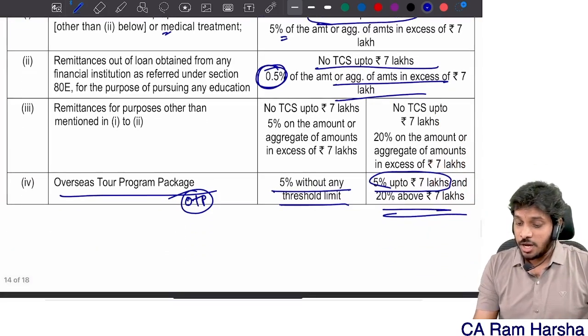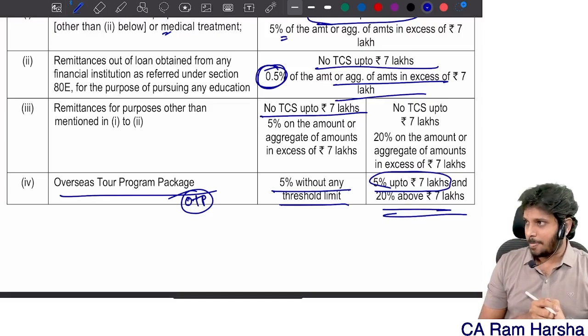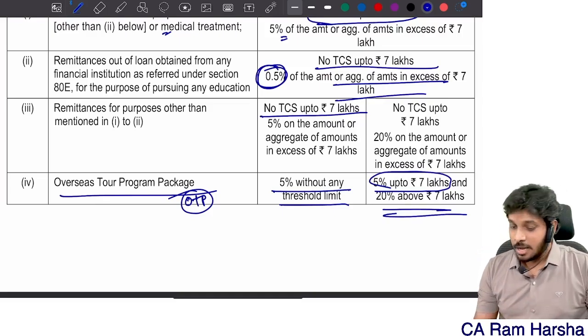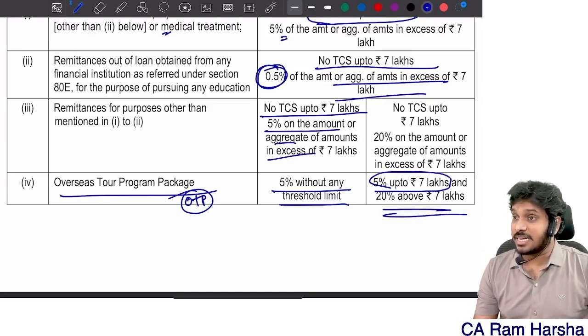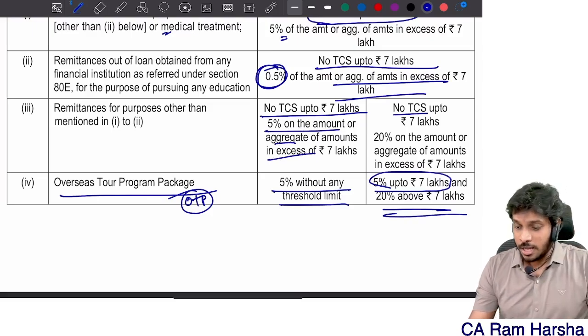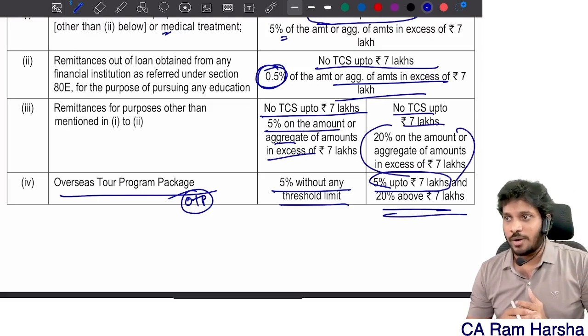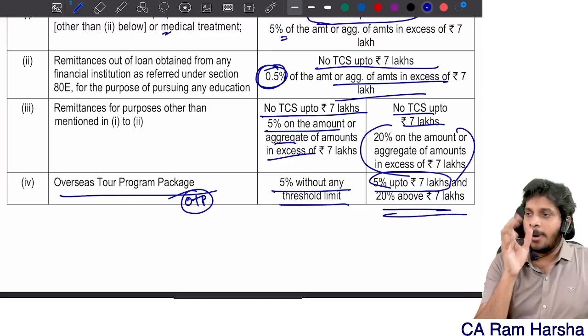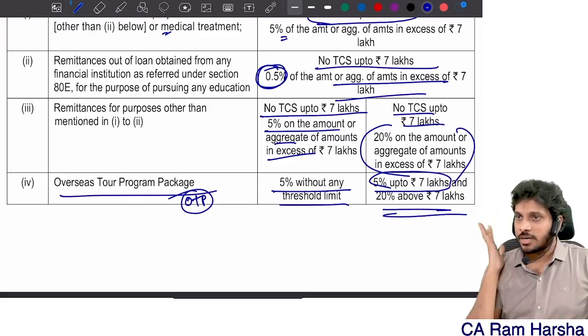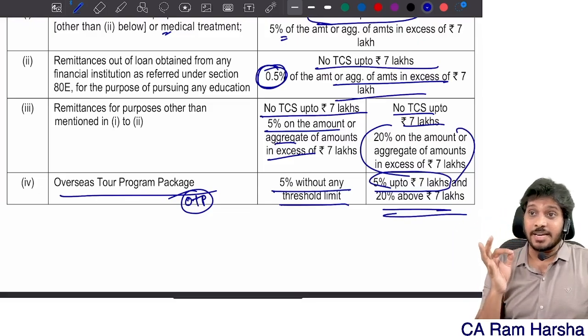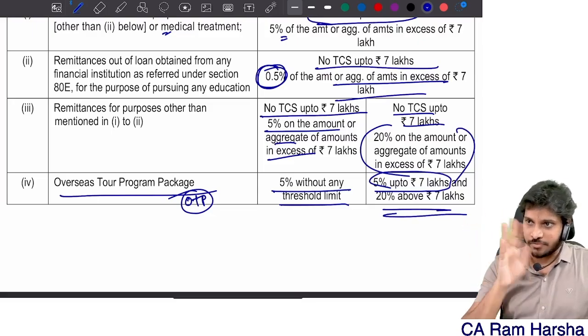In that case, up to 7 lakhs you have a limit. Up to 7 lakhs, no TCS. But the moment it crosses 7 lakhs, 5%. In case it is up to 30th September, the moment it crosses 7 lakhs, it is 5%; after 30th September, it is 20%. Very simple. Right now from 1st October, the TCS rate is revised up, 5 to 20.